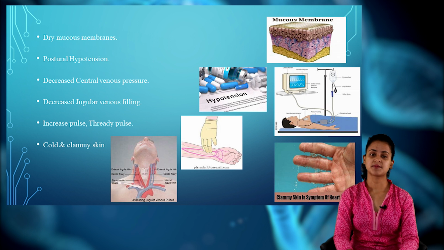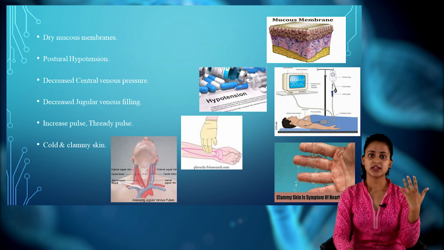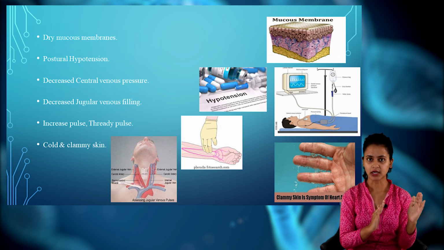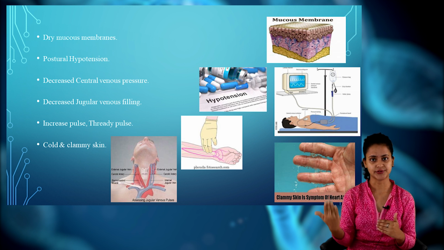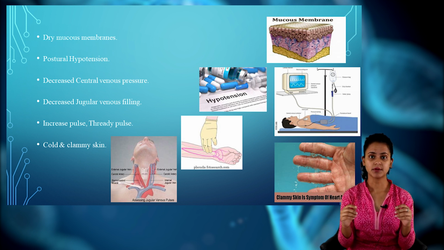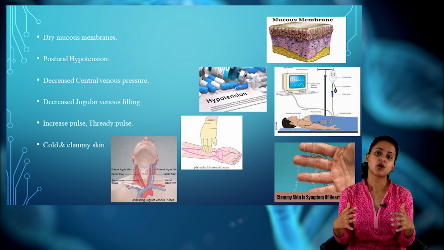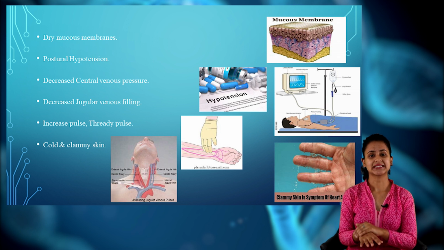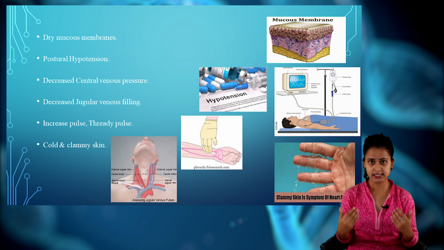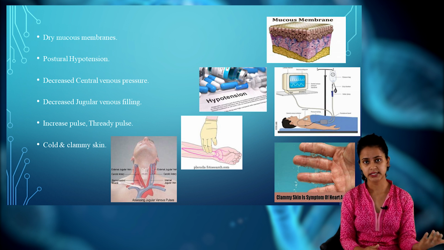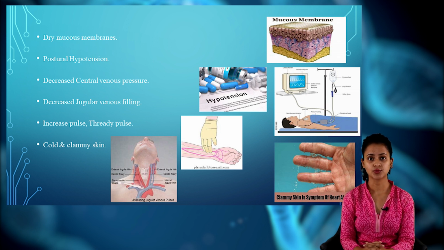Now, dry mucous membrane, postural hypotension, and decreased central venous pressure are very common features for a client with hyponatremia. We are even going to see the client often present with an increased pulse, or the pulse will be very thready. The person will almost always present with cold and clammy extremities or skin. Decreased jugular venous filling often will be associated with the development of hyponatremia.